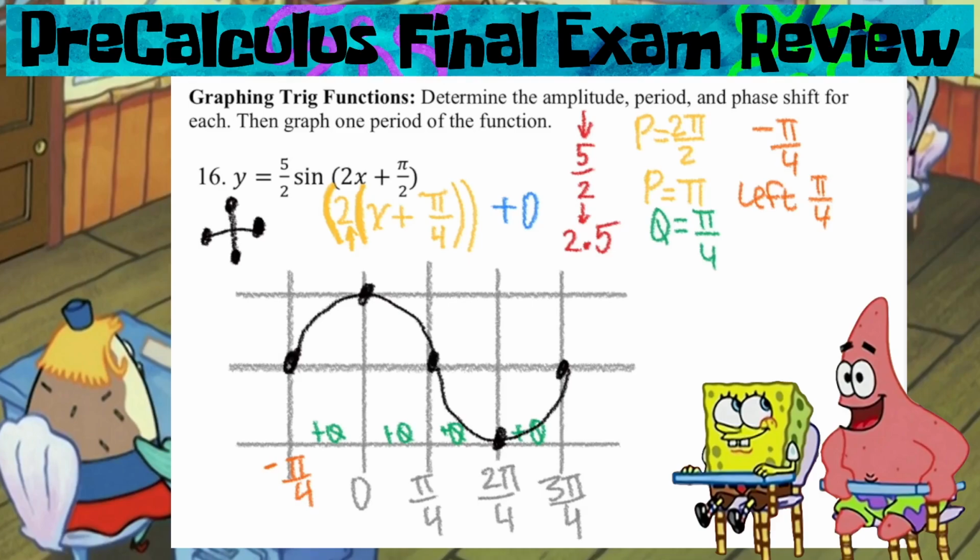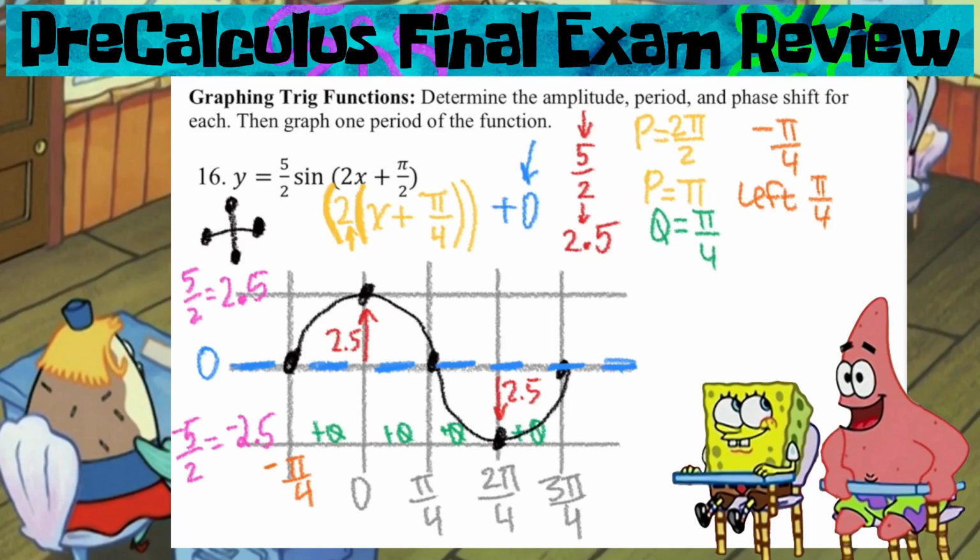Now, what else do we got? My amplitude of 2.5 is telling me that this distance and this distance is 2.5. 2.5 going up and 2.5 going down. The 0 right there is your sinusoidal axis, or your midline, depending how you refer to it. That's right over there. Since the amplitude is 5/2 or 2.5, then I can label my upper and lower, my max and min, as either 5/2 or 2.5 from 0, and then negative 5/2 or negative 2.5 below 0, right?